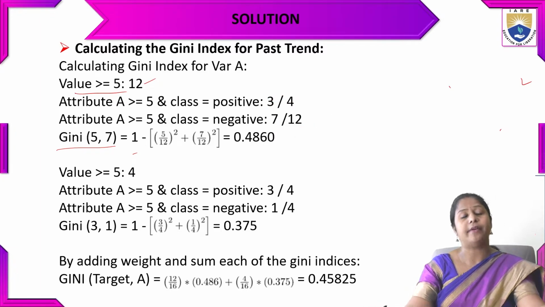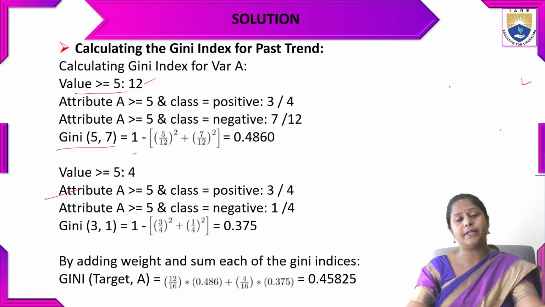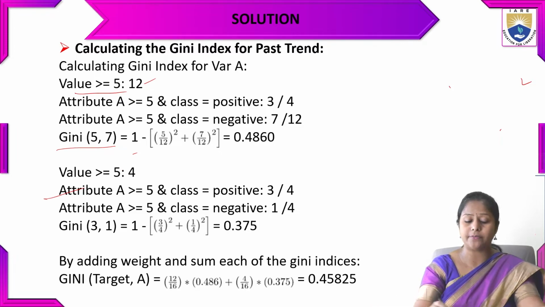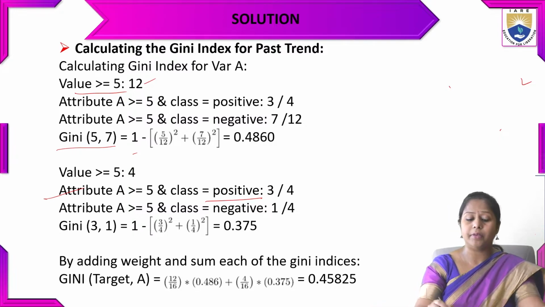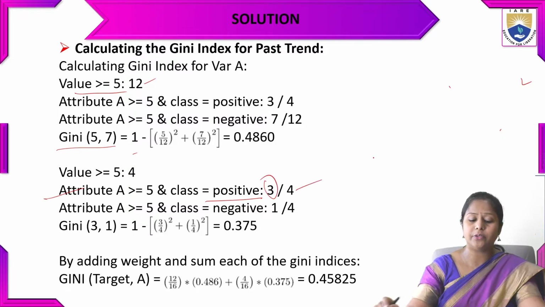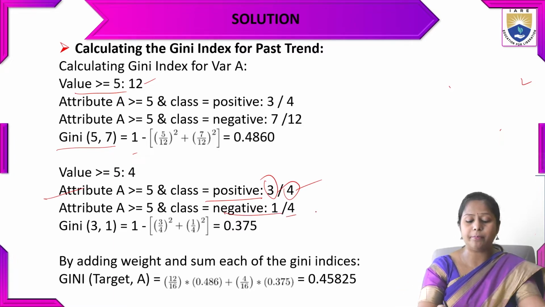So if we take the value that is greater than or equal to 5, the attribute A will be greater than or equal to 5, and the class will be positive. For class positive, there are 3 positive instances out of a total of 4, so 3 by 4. Similarly, negative will be 1 by 4.